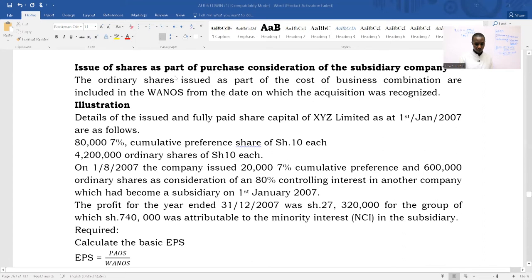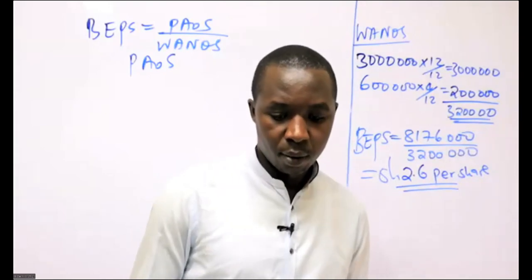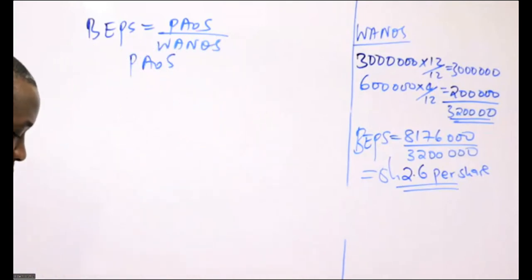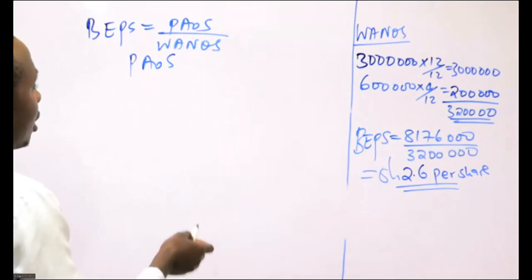I said, we do what? The ordinary shares issued as part of cost of business combination are included in the EPS from the date on which the acquisition was recognized. From the date when the acquisition was recognized. So meaning that is from January. Even if the shares were issued on August, the company became a subsidiary in January 2007. So whoever is saying August, it's January, because the subsidiary of the parent is January. It's only that they issued shares on August. So we recognize the shares from January.